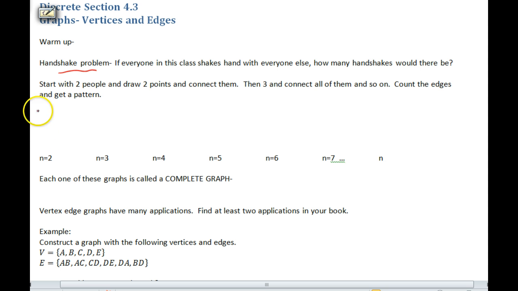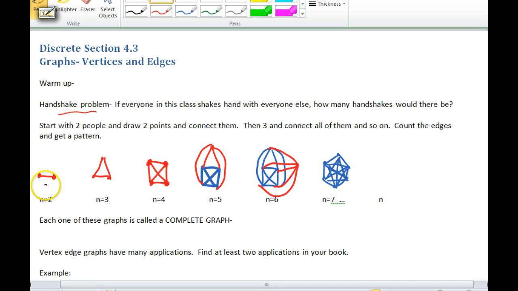Well, how we can model that is that we want to start with 2 people, and we can connect them. This is a vertex edge graph because I have 2 vertices, which are the points, and then the edge is the segment that connects them. Then if I have n equal to 3, what I want to do is connect them like that. So continue on with this and try each one of these and pause and then come back to me and I'll have this up. So here are the diagrams that we have with n equal to 2, 3, 4.